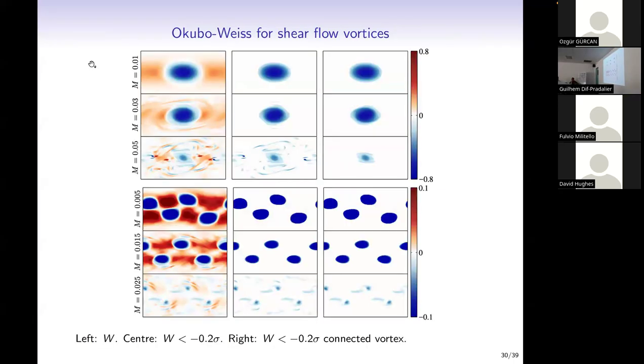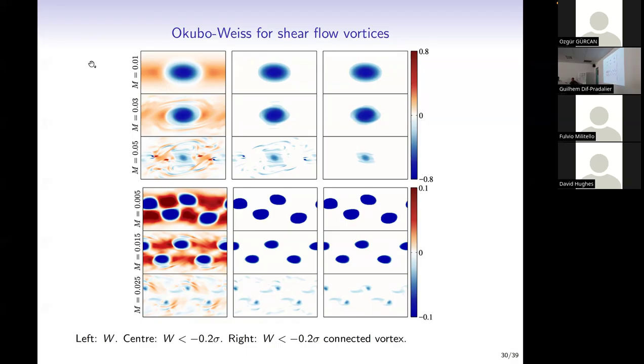Right, so this is Okubo-Weiss for the shear flow vortices. So this shows exactly what we do. So here's a vortex, and this is W. So this is 3 cases: 1, 2, 3. The left column is just W. So you just take your flow and you work out that W. And it'll be positive in places, it'll be negative in places. Where it's negative, it's vorticity dominated. Okay, so blue is negative, vorticity dominant.